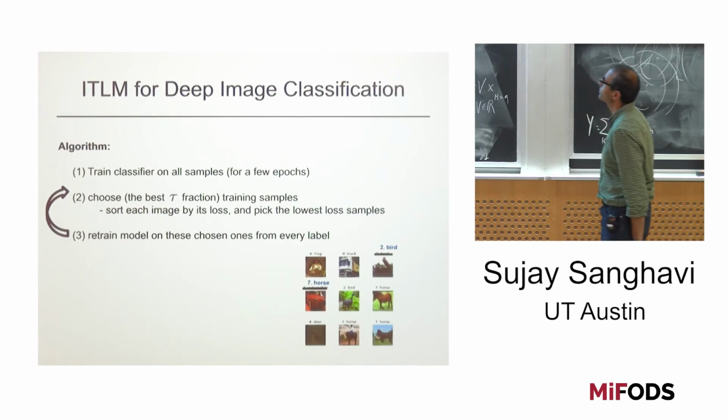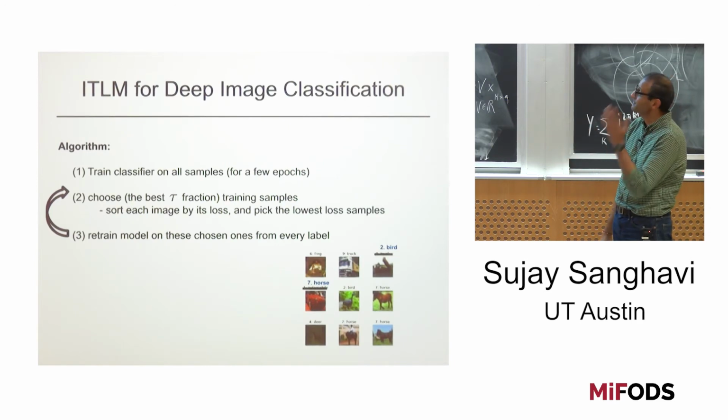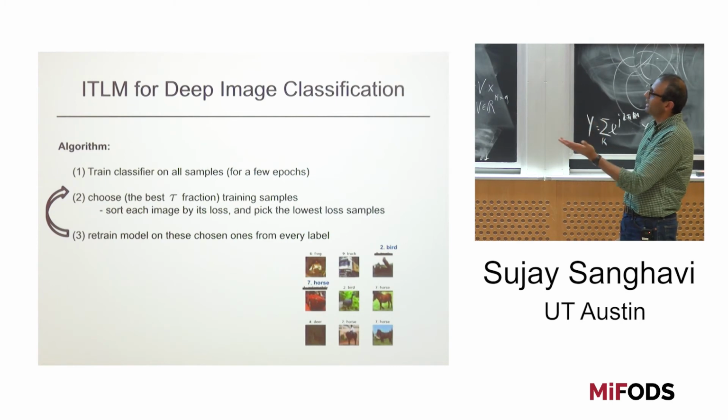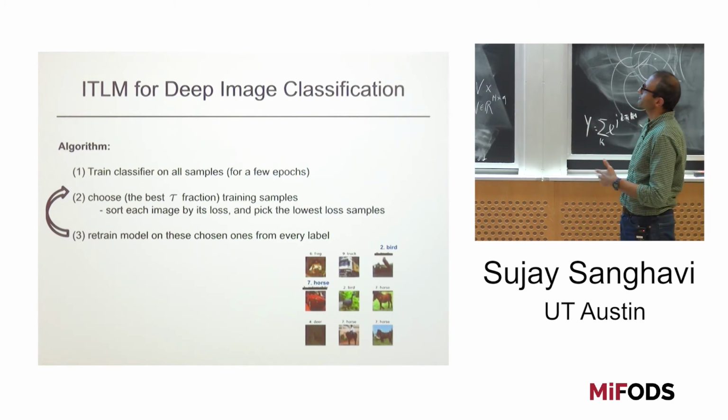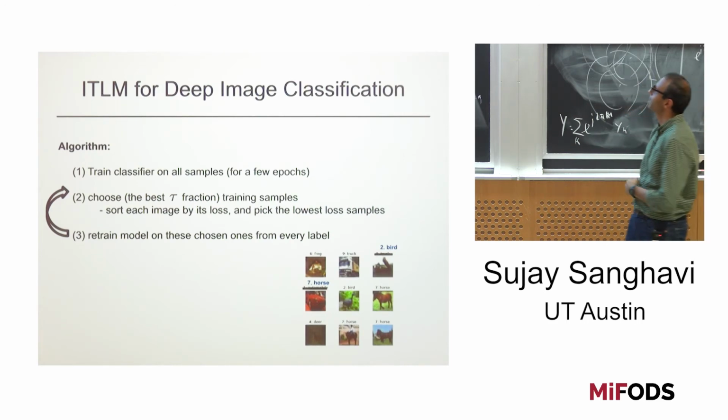Okay, so let's go to deep image classification, and the algorithm is pretty clear. I'll first train a classifier on all samples, and then I'll choose the best tau fraction. Which means for every label, I will sort all the images by their empirical loss on that model, and then I will pick the lowest ones, and then I'll repeat. I'll retrain the model for a few epochs, and then I'll do it again.